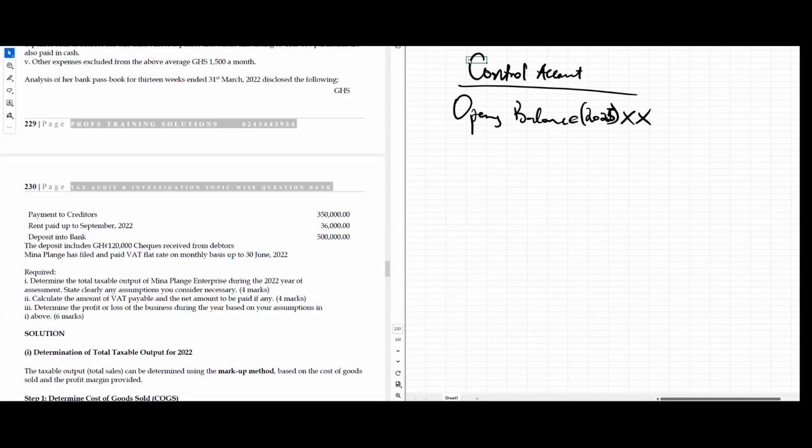Then you would have sold more to the person. True or false? So sales, additional sales for the year. True or false? If someone is owing you and you sell more, doesn't it come and add up to what the person was already owing you?